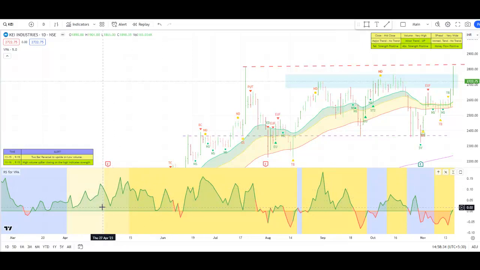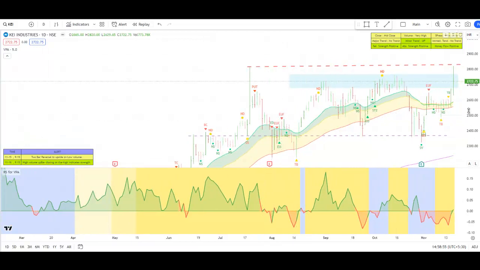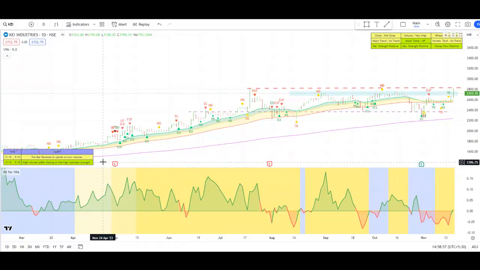Ideally, if the strength of the stock and the index are both positive, then it is good. The probability of an up move is much higher. As you can see here, the index is doing well and the stock is also doing well. You can see there's a good upward movement here.